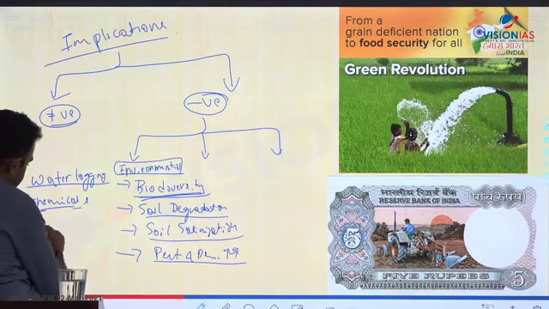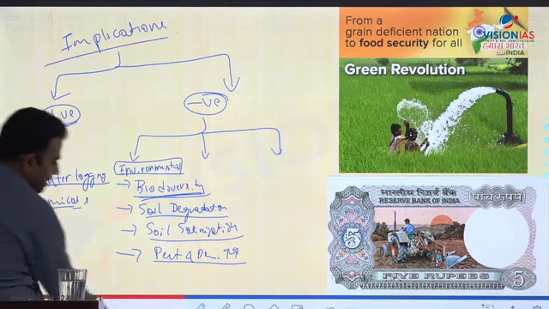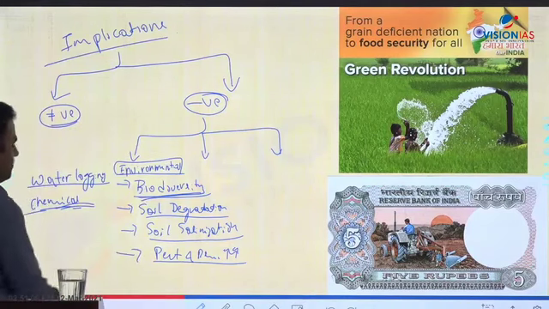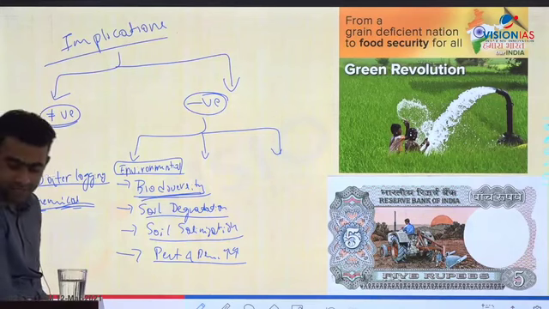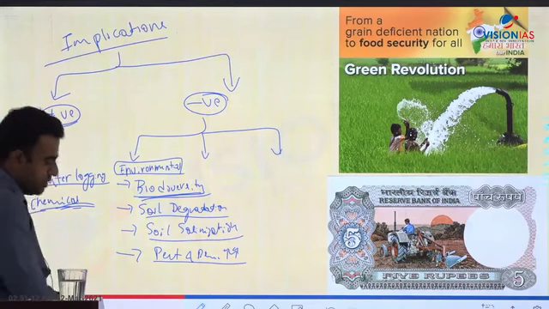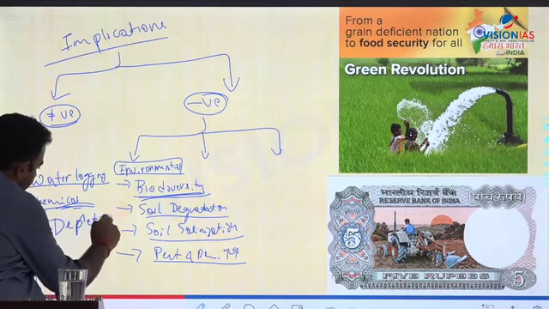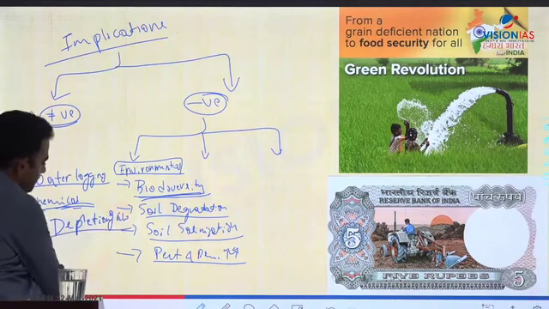The most important one is the neglect of... okay, this we will use in economy. Let's go, use of chemicals led to various health issues. This has also led to the depletion of groundwater.